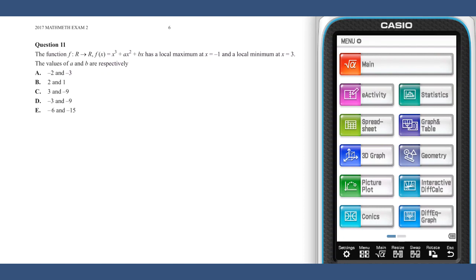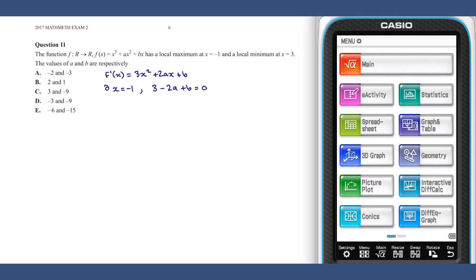local maximums and local minimums. In other words, information about the derivative function f dash x, which in this case is equal to 3x squared plus 2ax plus b. At the local minimum, where x equals minus 1, this derivative will be equal to 0. Substituting in minus 1, 3 minus 2a plus b equals 0.